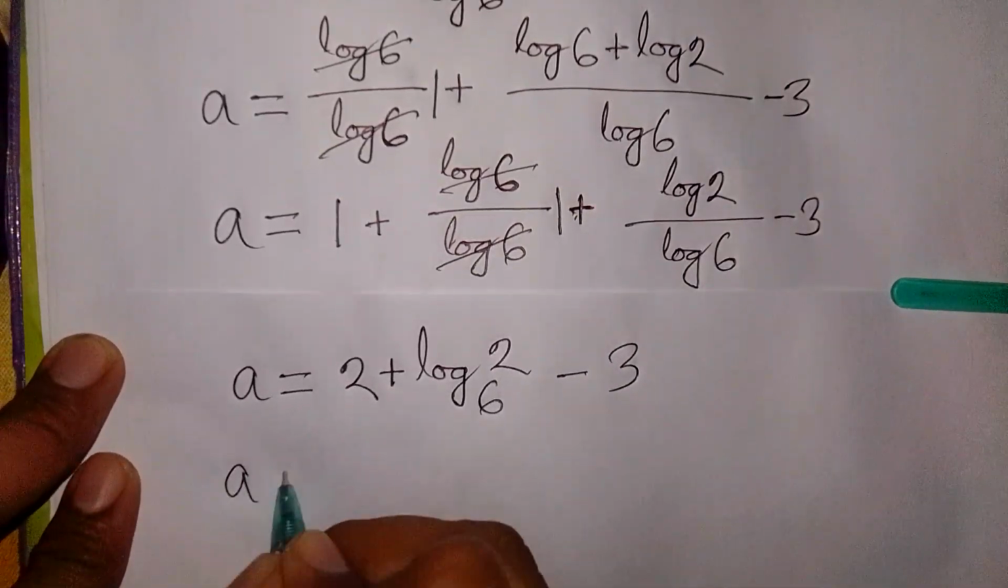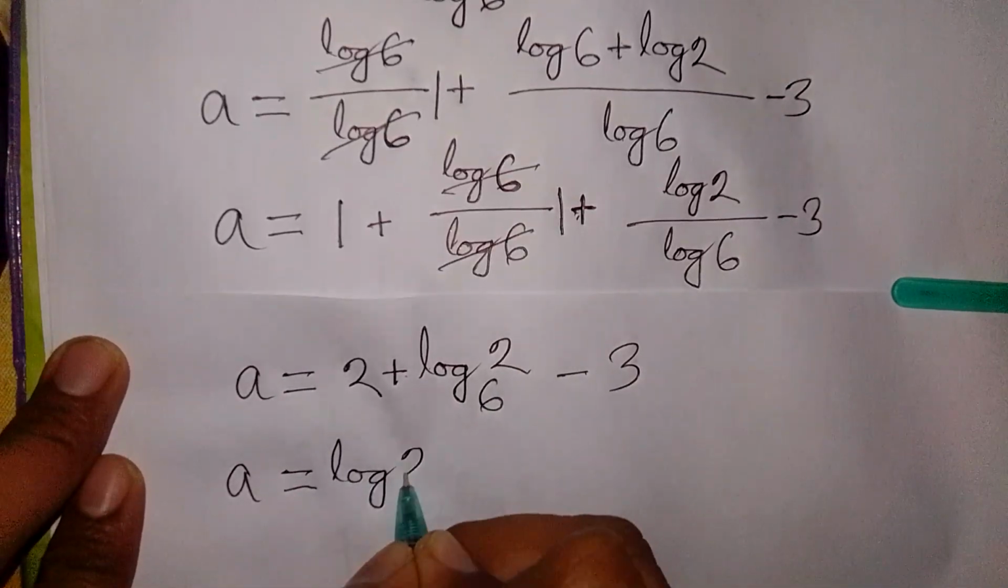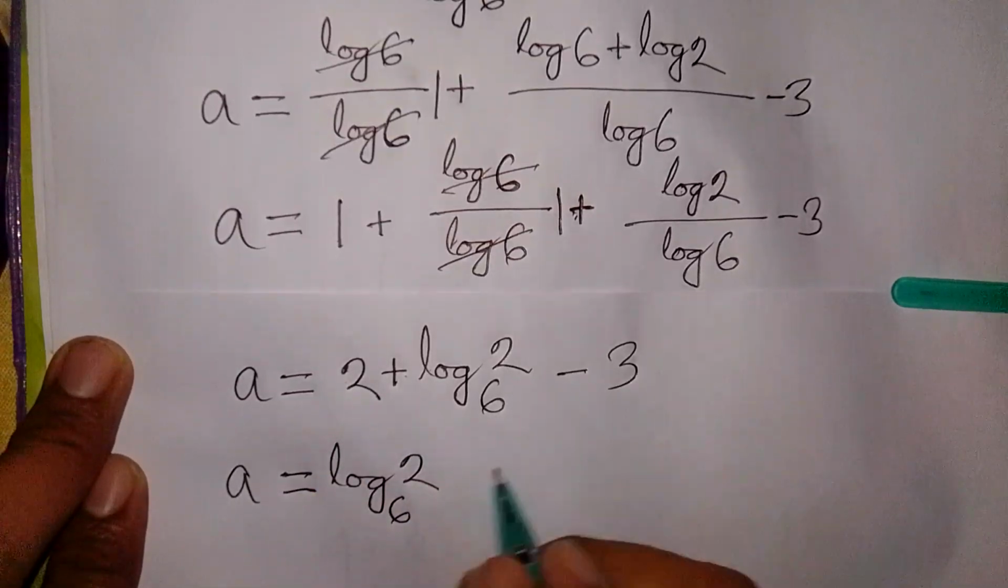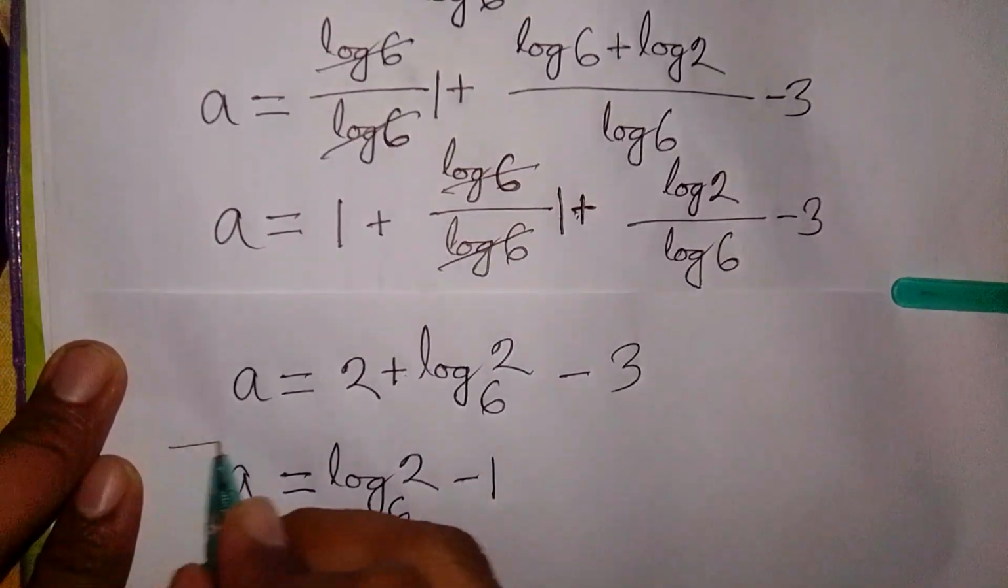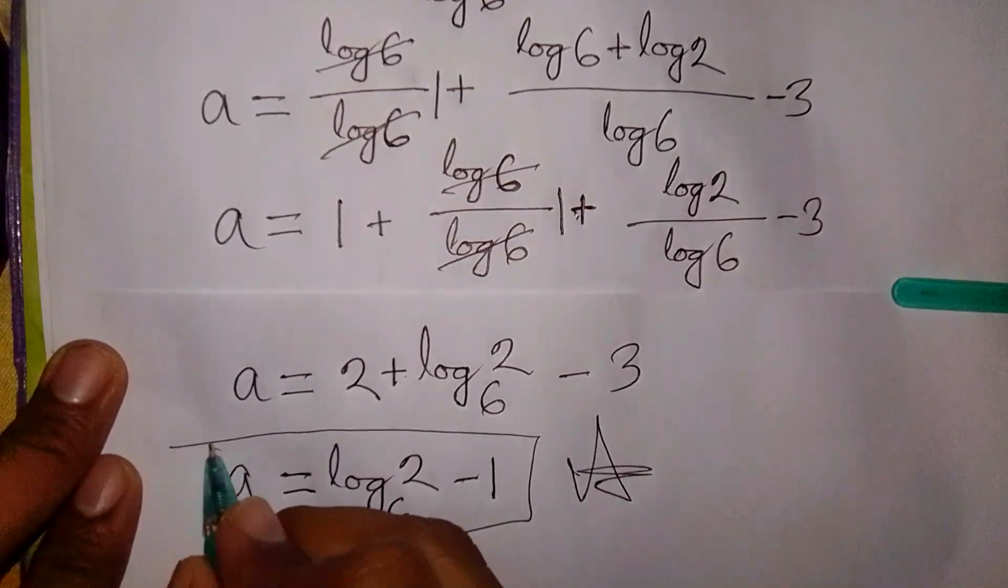Now a will be equal to plus log 2 base 6, then 2 minus 3, that means it will be minus 1. So this is the value of a. So this is our final answer.